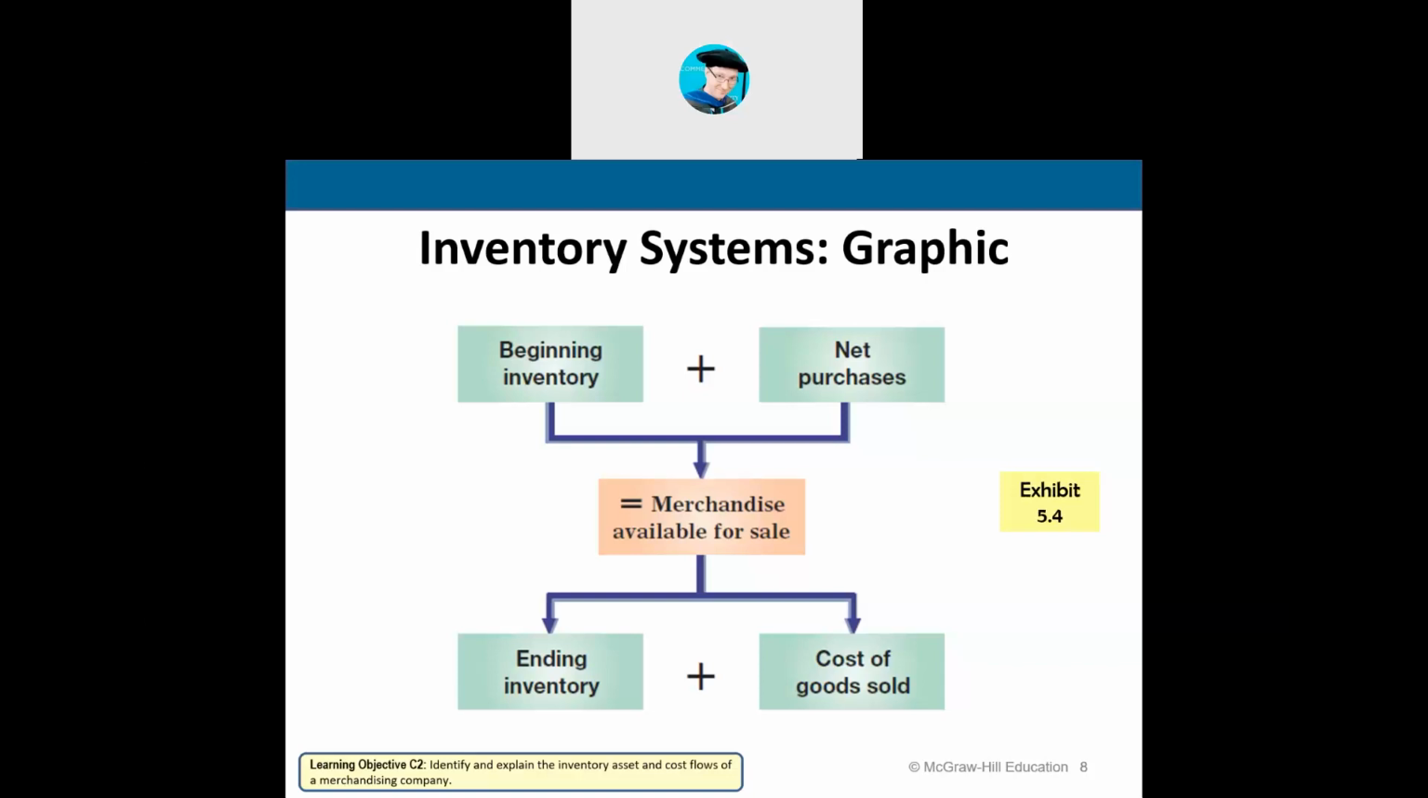So merchandise available for sale is made once it goes through the sale process. Once we start selling the inventory, we have what's called ending inventory at the end of the month, plus cost of goods sold. Cost of goods sold, as I had mentioned, represents the cost of the inventory that the business is selling.